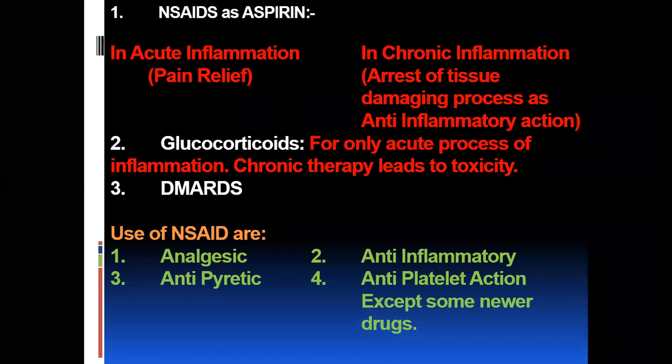Now we are discussing the non-steroidal anti-inflammatory drugs. What are the uses of non-steroidal anti-inflammatory drugs? There are four uses. First of all, analgesic. Second, anti-inflammatory. Third, antipyretic. And fourth is anti-platelet action. Anti-platelet action varies among different groups of drugs. For example, in the newer drugs, anti-inflammatory action does not occur.